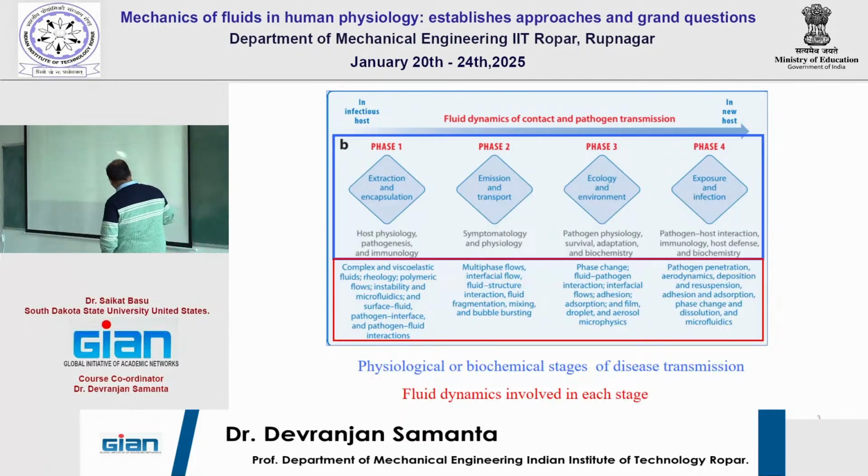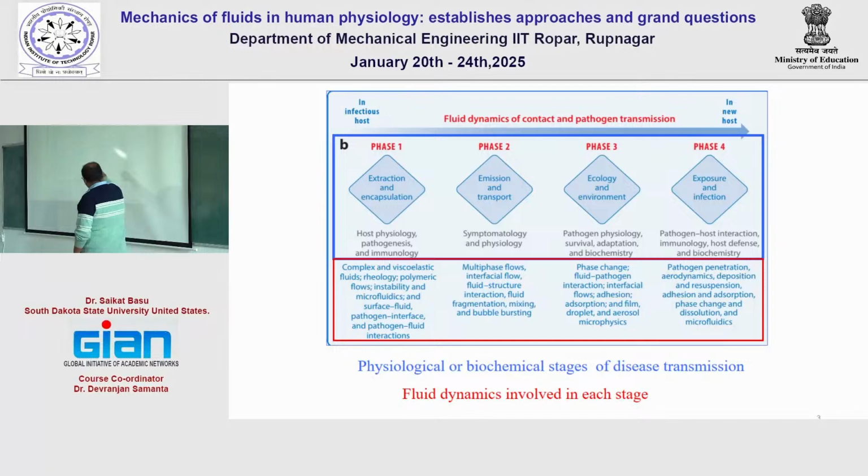So the first part is more like some biological terms. The first one is extraction and encapsulation. We did not bother about that, but you can see here the instability is there. Again, for disease detection, we need some sort of laboratory diagnostic tools, which involves our knowledge of microfluidics, surface-fluid-pathogen interface, how the fluid contaminates the surface, that can depend on the mobility of the surface, whether it's hydrophilic or super hydrophobic. And then the pathogen-fluid interactions, where sometimes the droplets break into smaller droplets or the bubbles burst and spread the pathogens.